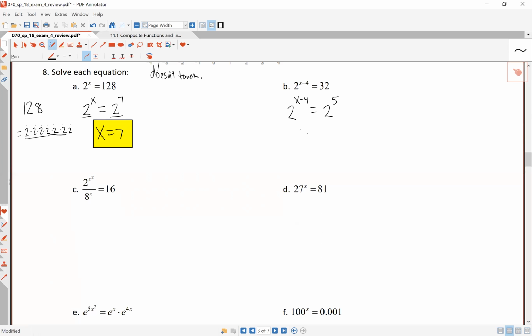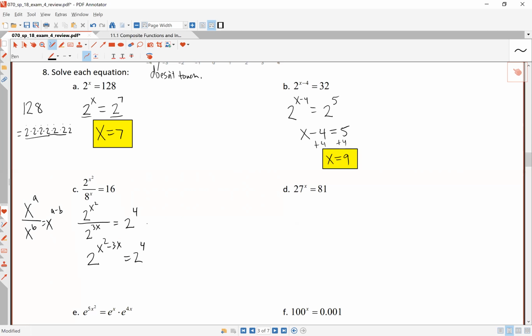Letter C, we have 2 to the x squared. The denominator is 2 to the 3x. The right side is 2 to the 4th. 2 to the x squared over 2 to the 3x, we use properties of exponents that say x to the a over x to the b is x to the a minus b. So we get 2 to the x squared minus 3x equals 2 to the 4th. So we drop our bases, and we have x squared minus 3x equals 4.